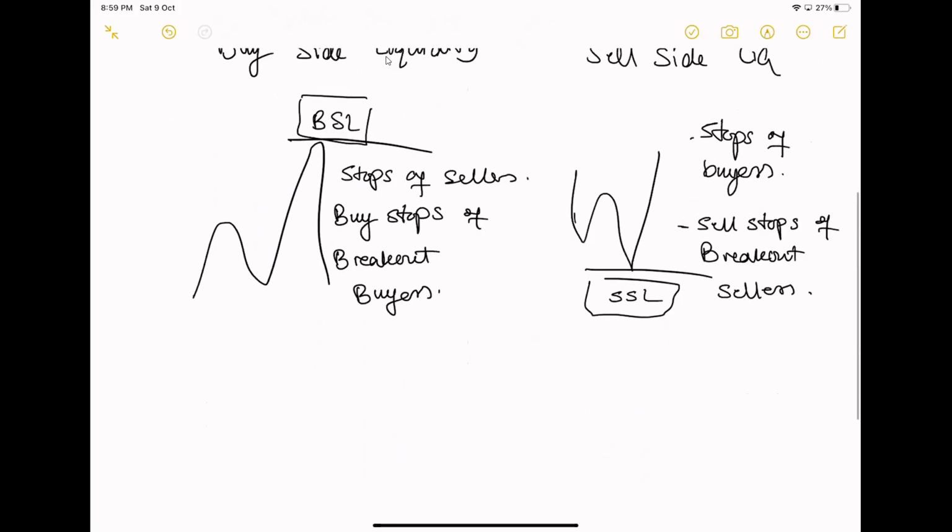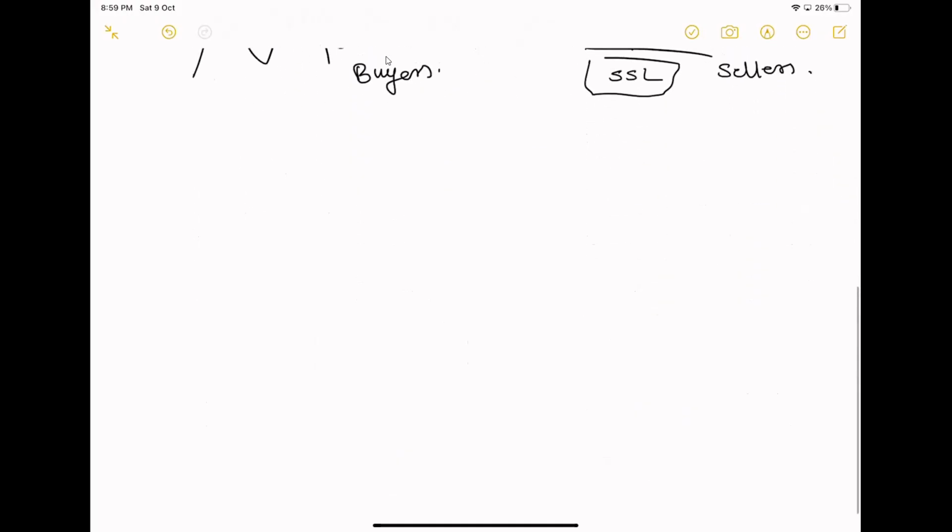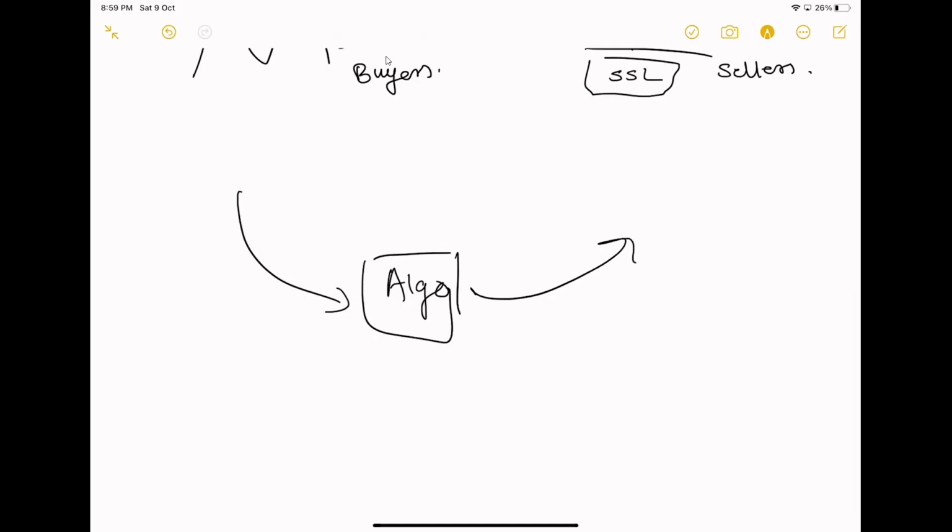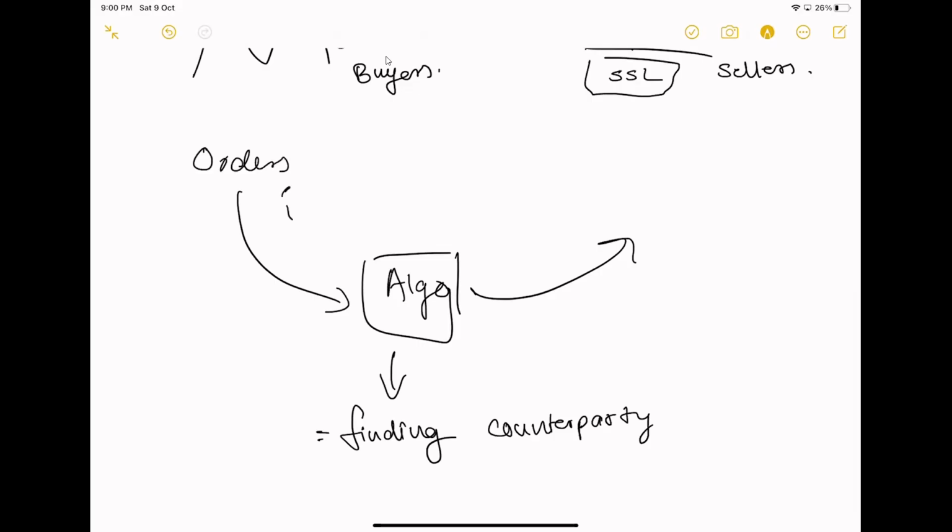The reason it reprices into buy side and sell side liquidity is because of its nature. We have the algo, we have orders coming in, we have orders going out. What is the algo essentially doing? Can someone tell me? It's finding what? There's a certain word for it, starts with C. Yes, it finds counterparty. So you have the algorithm, you have orders in and you have orders out.